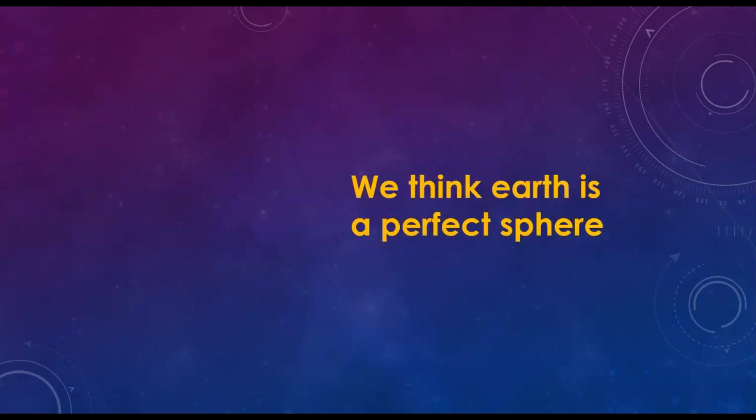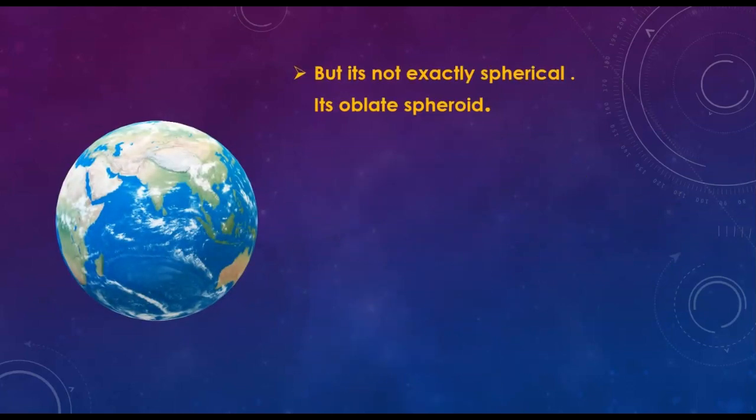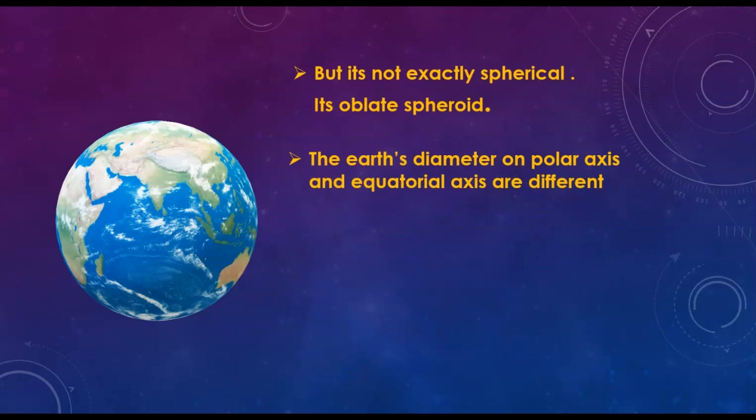In order to answer this question, we need to know about the shape of the Earth. We think Earth is a perfect sphere, but it's not exactly spherical. It is an oblate spheroid, meaning the Earth's diameter on the polar axis and equatorial axis are different. This is the equatorial axis, parallel to the equator, and this is the polar axis connecting the two poles.